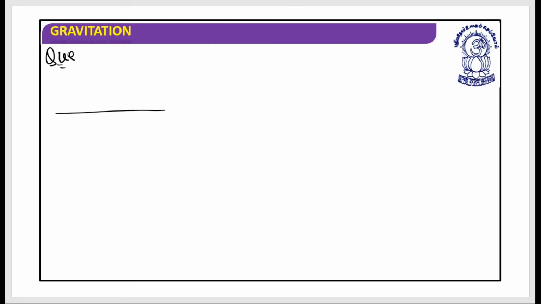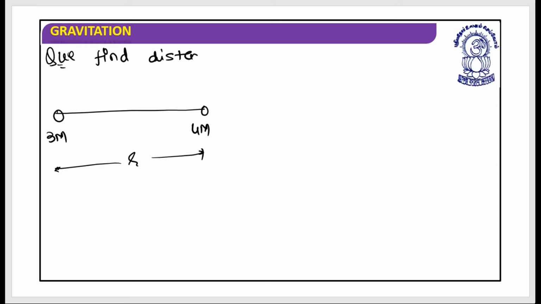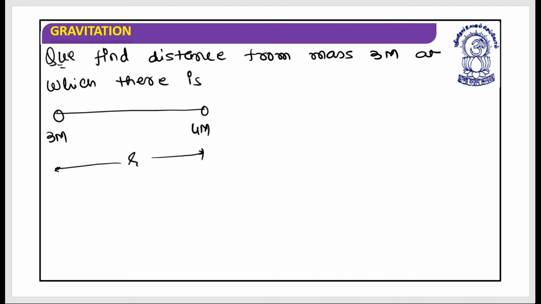Let's look at this question. Suppose this is 3m, this is 4m. They have been separated by distance r. What they want is: find the distance from mass 3m at which there is no net gravitational intensity.